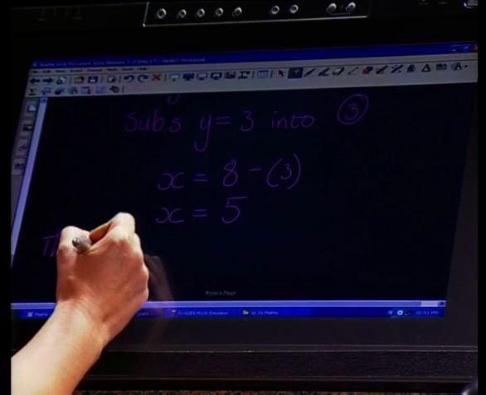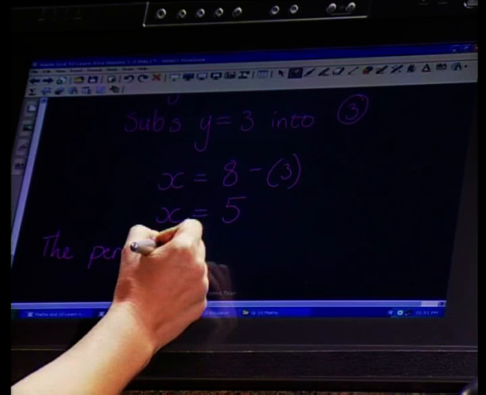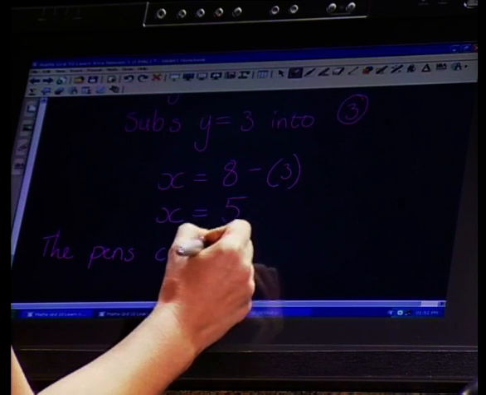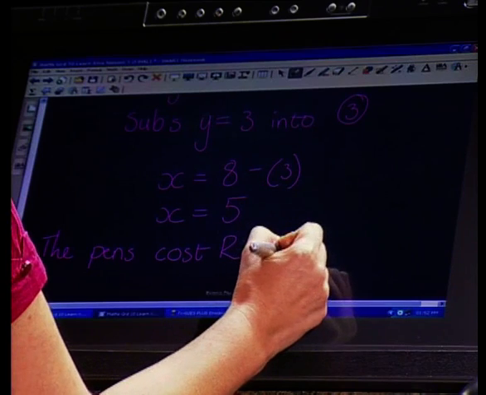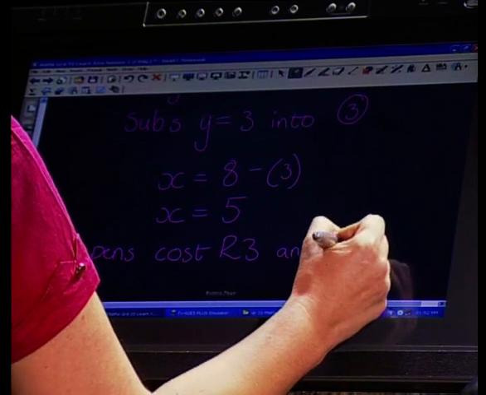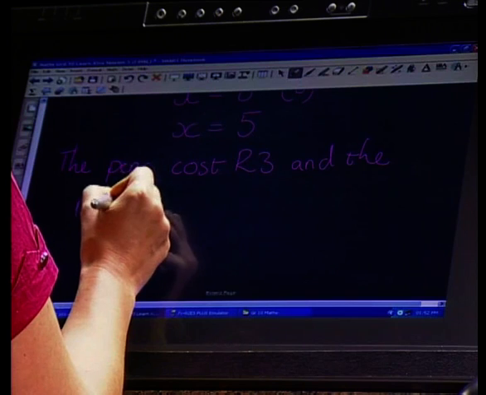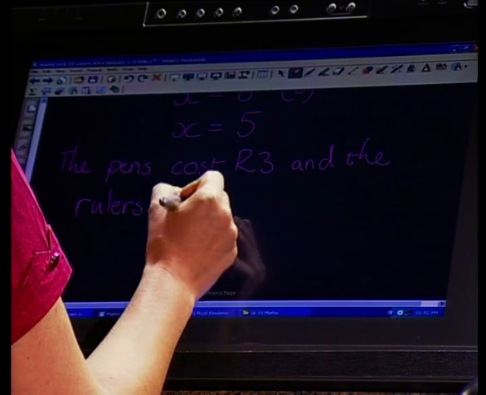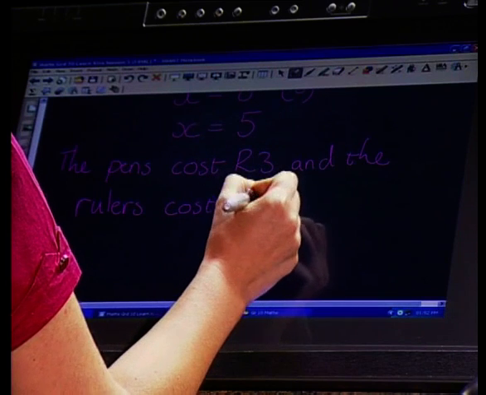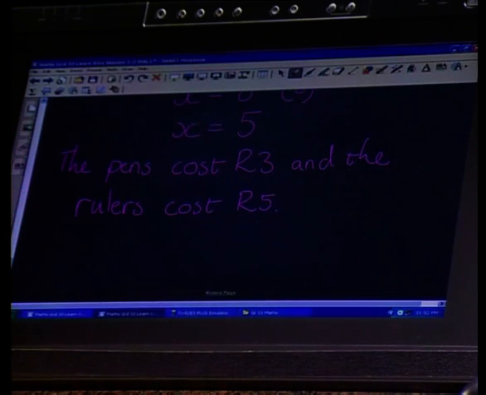You would say, the pens cost 3 rand and the rulers cost 5 rand. And there we go. We've solved that equation. We now are going to move on to more difficult equations, but these are nice, a good warm-up for us. Let's move on.